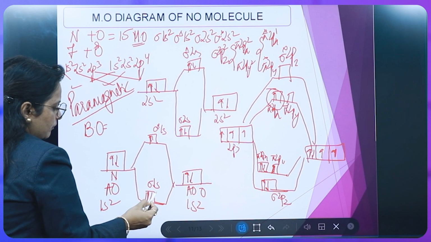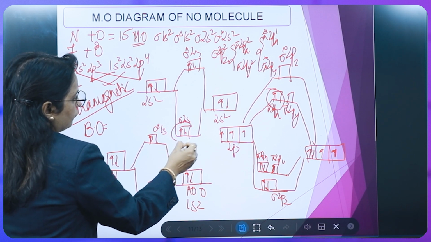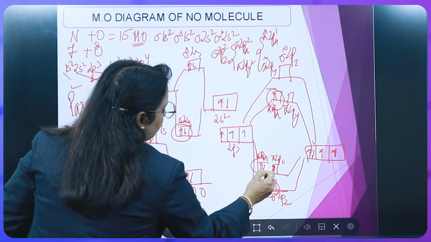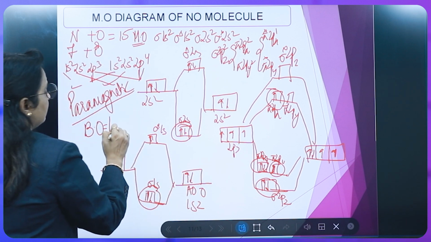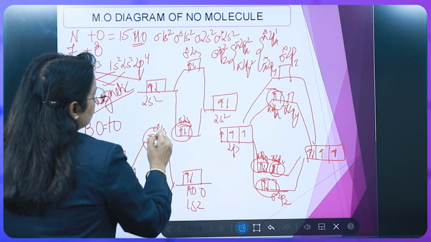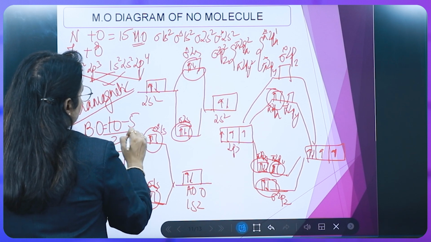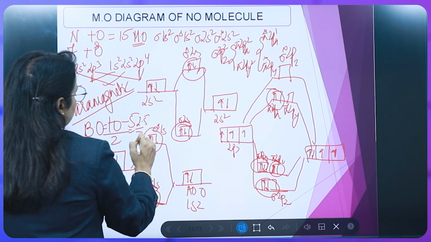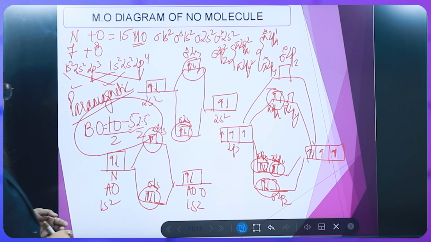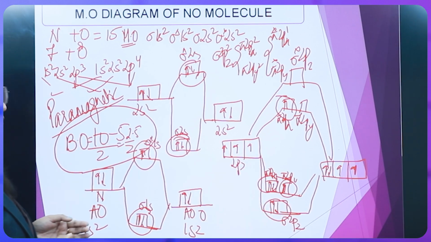You can also calculate bond order. To count the number of bonding electrons: 2, 4, 5, 6, 7, 8, 9, 10. So 10, and antibonding involves 2, 4 and 5. 10 minus 5 divided by 2 becomes 2.5. So this is your bond order for the NO molecule.